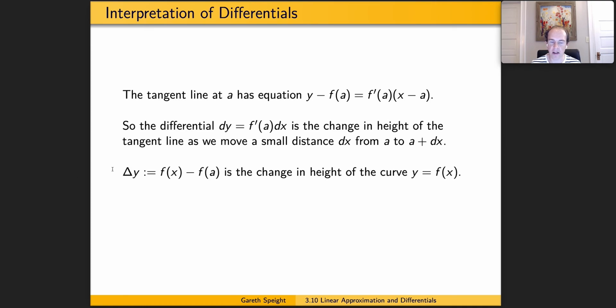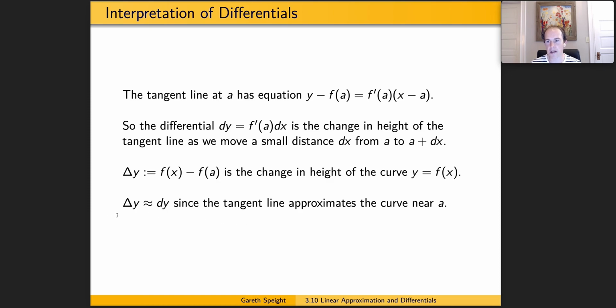And in contrast, this thing that people call delta y, which is equal to f of x minus f of a, this is the change in the height of the curve, right? I have the height of the curve at one point, the height of the curve at another point, I subtract them. This is the change in height of the curve. And all we need to know is that delta y is approximately equal to dy. So all we're saying here is that the change in height of the curve is roughly equal to the change in height of the tangent line, because the tangent line and the curve are close near a. So dy is just an approximation for this thing called delta y, which is easier to compute in some settings.